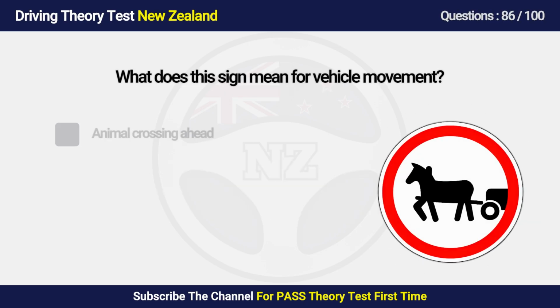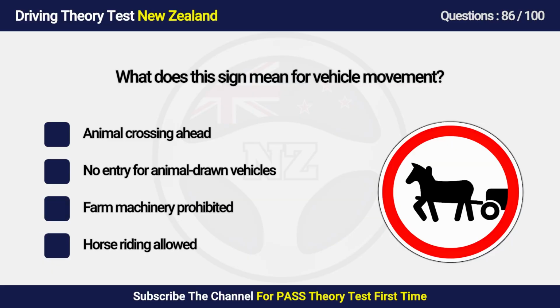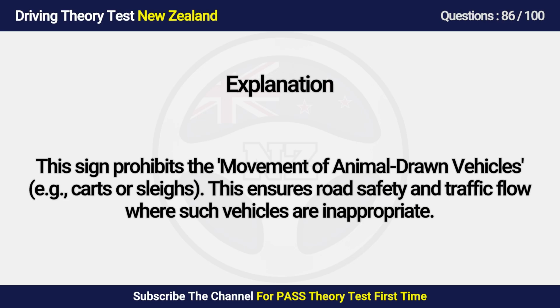Question 86. What does this sign mean for vehicle movement? A. Animal crossing ahead. B. No entry for vehicles. C. Farm machinery prohibited. D. Horse riding allowed. Answers is B. No entry for vehicles. This sign prohibits the movement of vehicles, e.g., carts or sleighs. This ensures road safety and traffic flow where such vehicles are inappropriate.